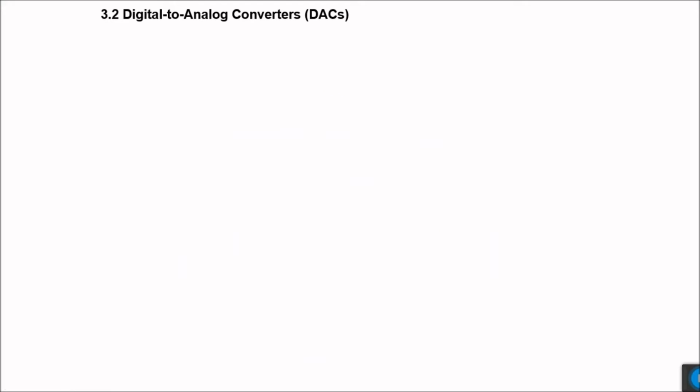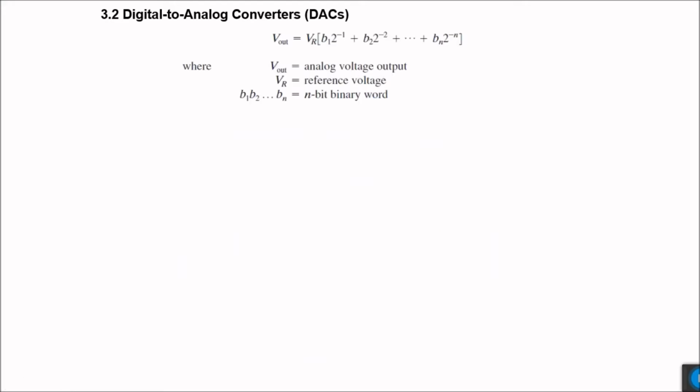Let's get started with what are digital to analog converters or DACs. Digital to analog converters are devices that take digital data as their input and produce analog data as their output. As we know, with the advancement of digital electronics, most of the data processing is done digitally inside a microprocessor or a microcontroller. So we have to convert our data to a digital form and then process it.